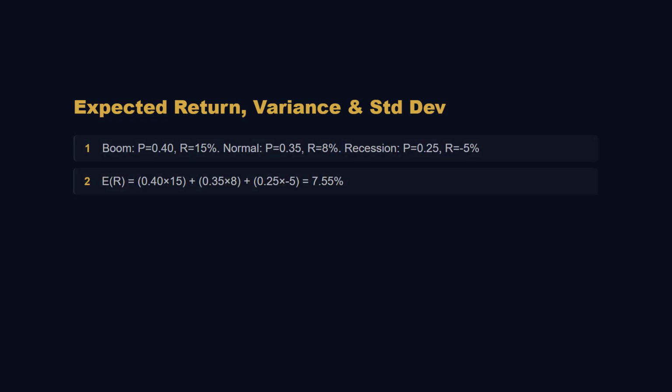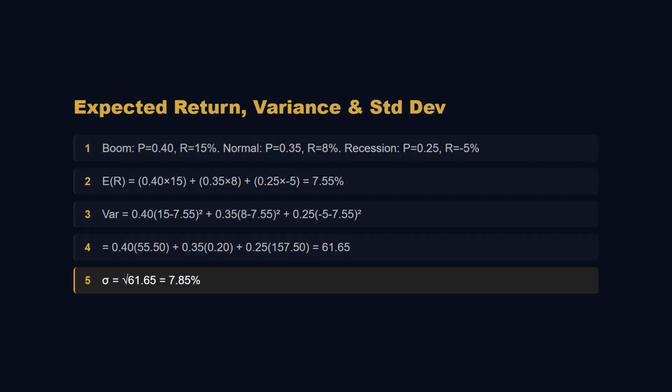Let us calculate expected return, variance, and standard deviation for an investment. 3 scenarios. Boom. 40% probability, 15% return. Normal. 35% probability, 8% return. Recession. 25% probability, negative 5% return.